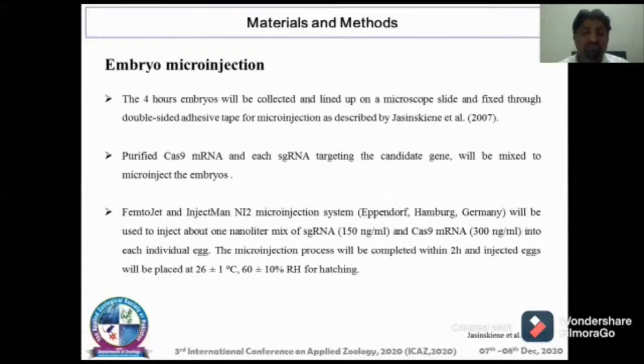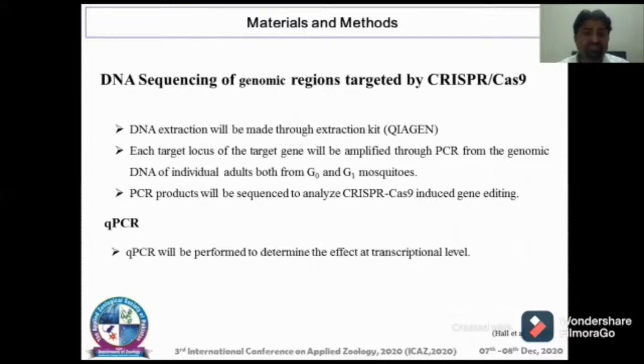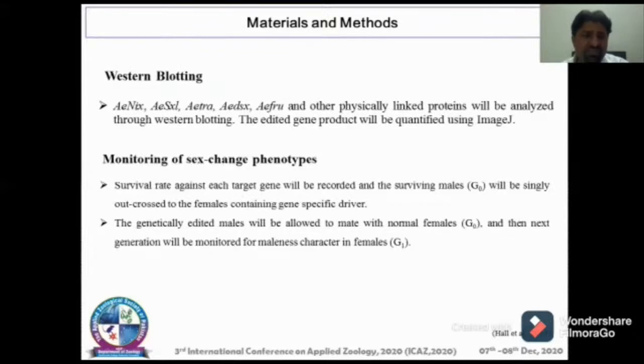for this plasmid injection. Then we will be using the PCR technique, and then we will sequence the DNA if there is expression of this specific DNA, a specific gene. We are going to edit this in the genome of Aedes aegypti, and then we will be characterizing or quantifying the messenger RNA level using qPCR.